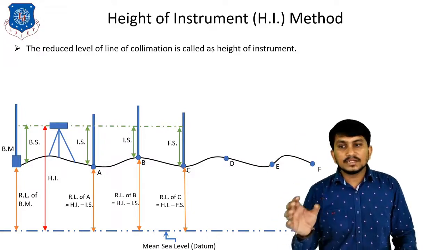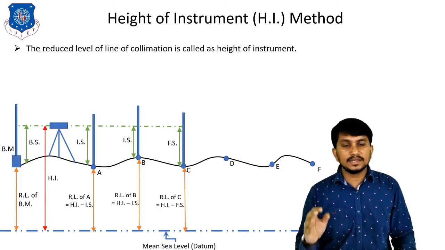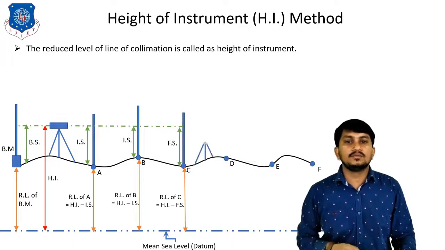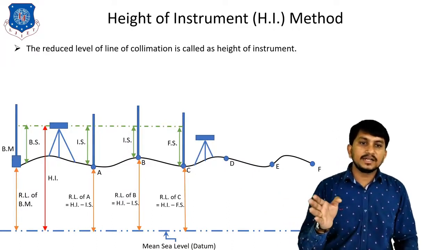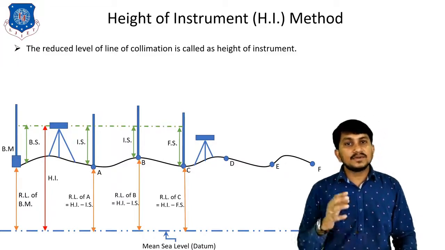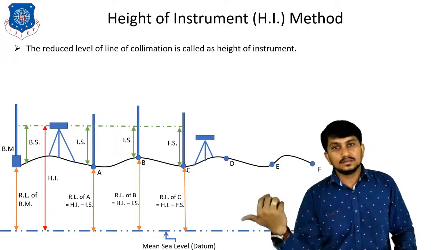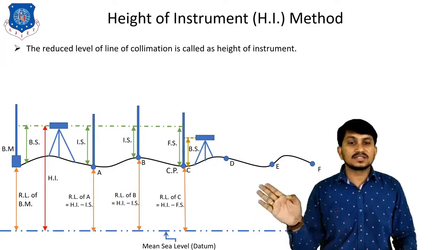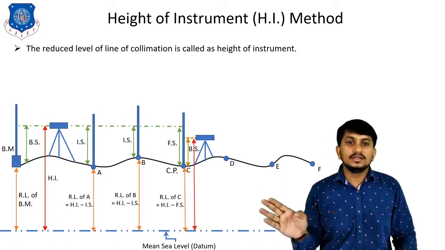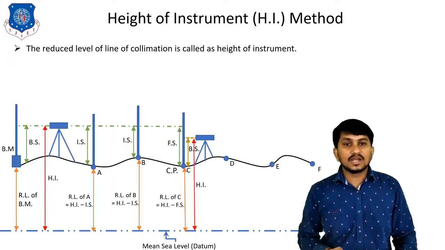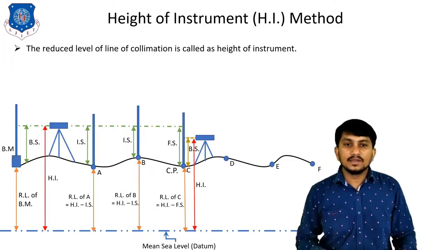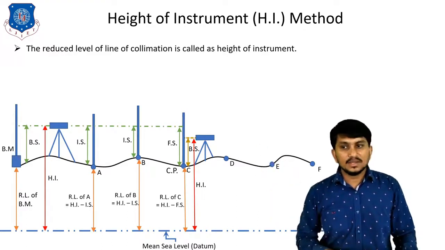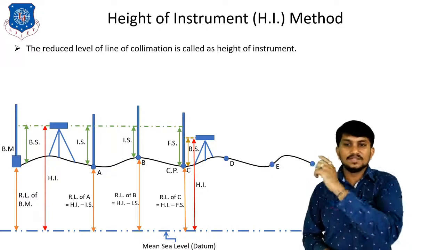After finding out the RL of points A, B and C, we have to shift the level from setup number 1 to setup number 2 and take the readings at D, E and F. For that, first we have to take the reading at the last point, which is the changing point, and this is called BS, because this is the first staff reading of setup number 2. This is the HI. How can we calculate HI? It is calculated by RL of the changing point, or RL of C, plus BS.